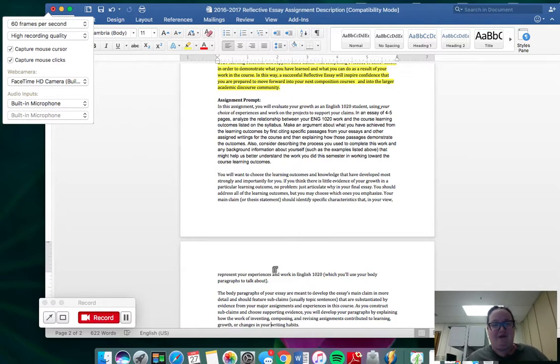Okay, so then after you put your quotes in, you are going to demonstrate how these passages that you chose met the learning outcomes. So that means that you're going to describe the process that you used to complete the work that you're highlighting. Background information about yourself as an English 1020 student is important.